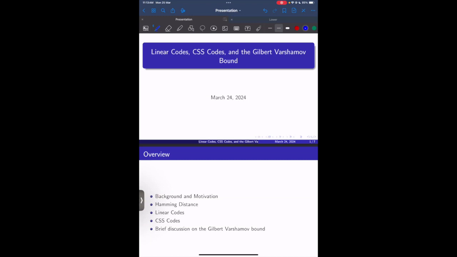Hi. So today I'll be sharing on linear codes, Calderbank-Shor-Steane codes, and the Gilbert-Varshamov bound. In essence, I'll be talking about the paper Good Quantum Error Correcting Codes Exist. But as for the presentation, I'll mainly base it off the relevant chapters of Nielsen and Chuang. This was a paper by Shor, I think in 1995.